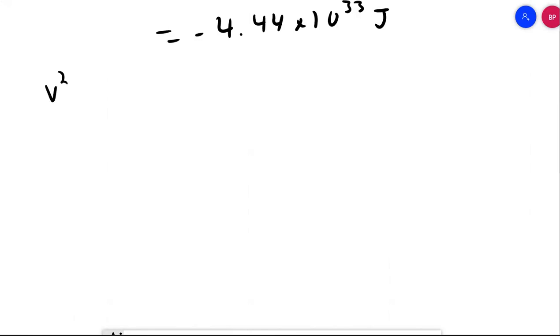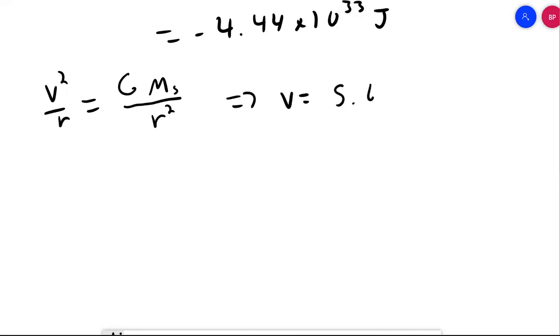So it's still going in a circle, so its acceleration is still the centripetal acceleration. And this is equal to the force divided by the mass. So if we take our gravitational force and divide by the mass, we just don't have the mass of our actual planet here. But otherwise it looks the same. So if you solve for the velocity here, it's 5.64 times 10 to the 3 meters per second. So it's much slower now because the distance has increased.